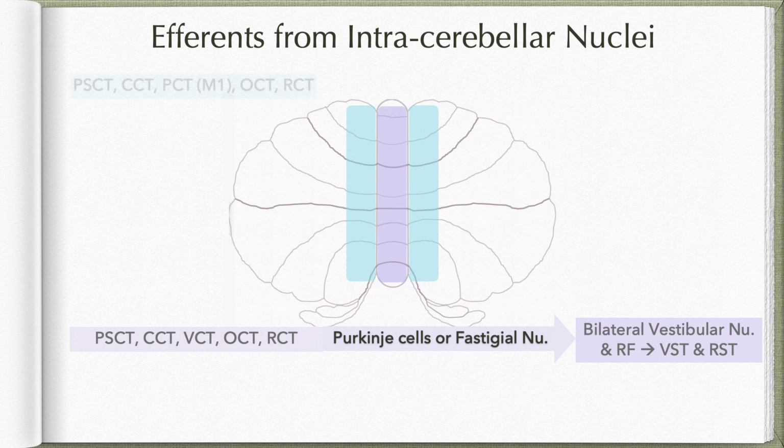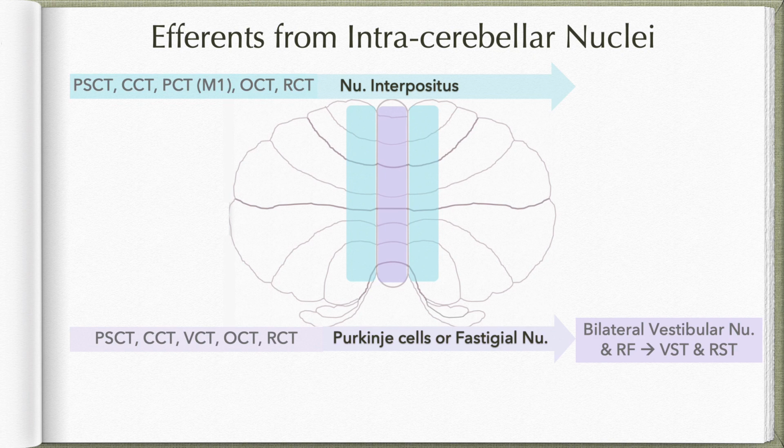From the paravermal zone, which is marked in blue here, again these paravermal zones will be receiving inputs from the posterior spinocerebellar tract, cuneocerebellar tract, pontocerebellar tract fibers, which are starting from the M1 region, that is the primary motor area. Also, it will be receiving inputs from the olivocerebellar and reticulocerebellar tract. Olivocerebellar and reticulocerebellar tract fibers will be reaching all parts of the cerebellum.